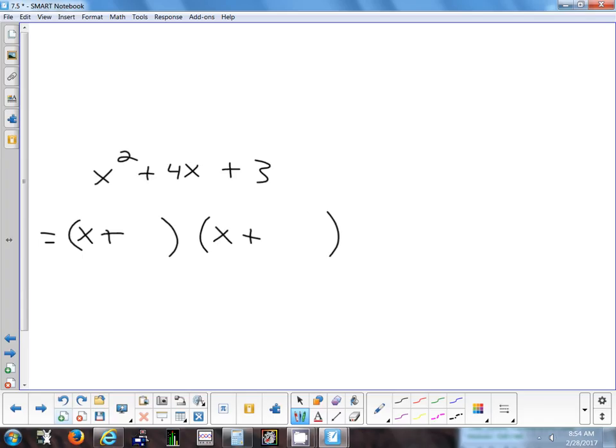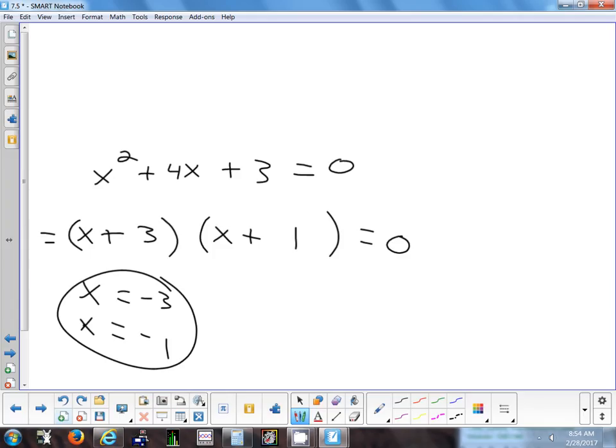Now, the next 2 numbers have to multiply to give me 3 and add to give me 4. So what would be 2 numbers that multiply to give me 3 and add to give me 4? Order is not important in this case, but sometimes it is. 3 and 1. Yeah, 3 and 1. And now if this was an equation equal to 0, what would be the 2 answers to that equation? Negative 3 and negative 1. Okay, so just factoring a basic quadratic.